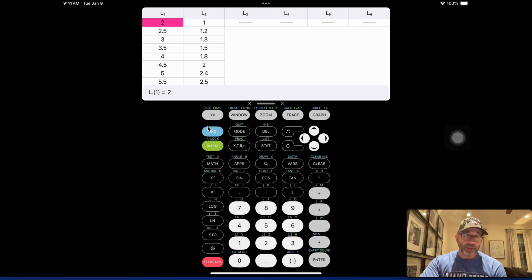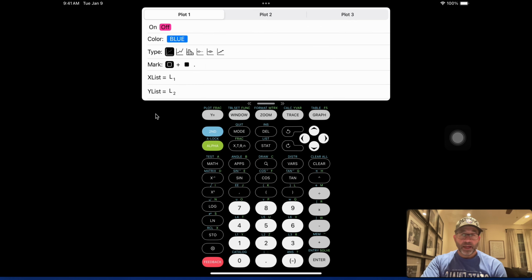From here, when we look at the graph, now this graph turn on is kind of a bit of an ordeal, so let's make sure we understand. You see right here on the screen where it says plot? That plot button, what we're going to do is activate it by hitting second and then plot. So we're going to hit second plot, and at the top, this is normally set to the off button. We're going to turn it to the on button.